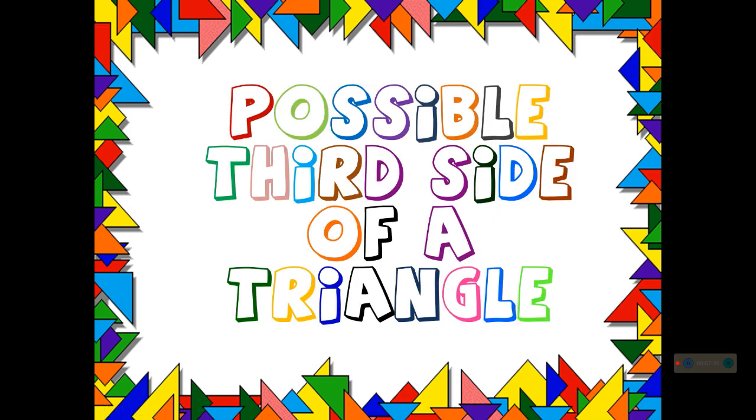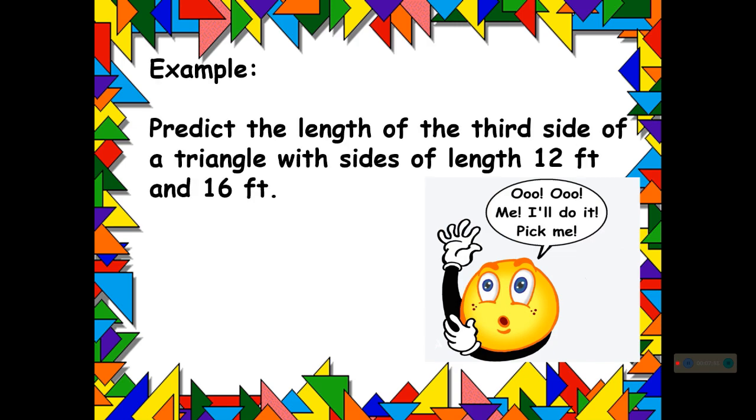Okay, so let's have the possible third side of a triangle for our next objective. For example, we are going to predict the length of the third side of a triangle with sides of length 12 feet and 16 feet. Yes, it's a very large triangle. So, what will be the third side? Since side 1 is 12 feet and side 2 is 16 feet, how are we going to predict the length of the third side?